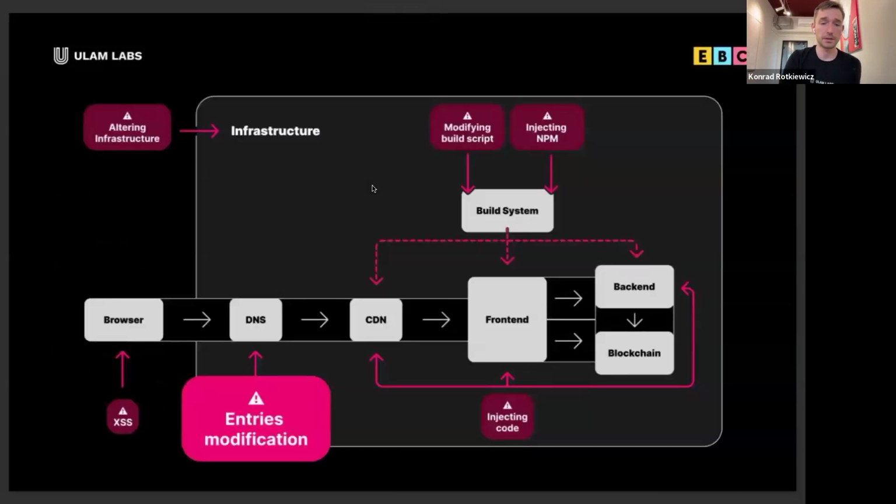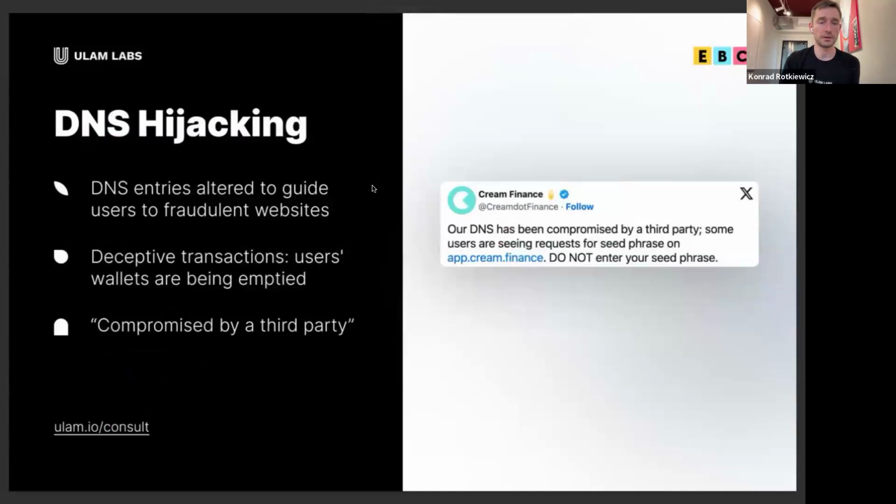So the next one is entries modification, mostly in DNS. Let's call it DNS hijacking. Here the attack looks like this: someone takes your DNS entries, changes them, and points to a fake website. Mostly, it's quite hard to make this happen. Cream Finance was compromised a couple of years ago, and they said that their DNS provider was compromised, in the way that an employee did that, or someone else. I don't believe that one.